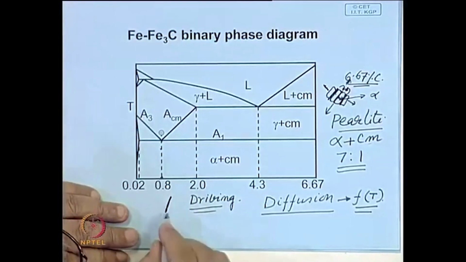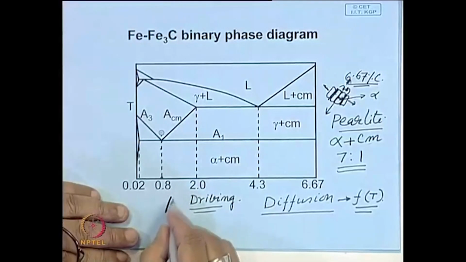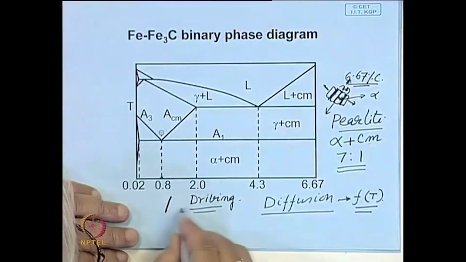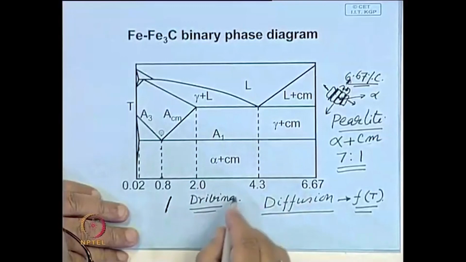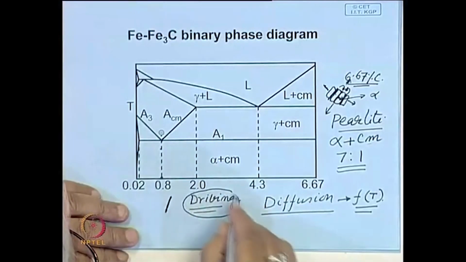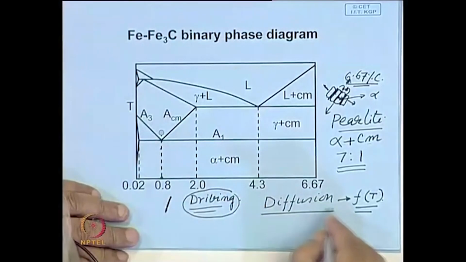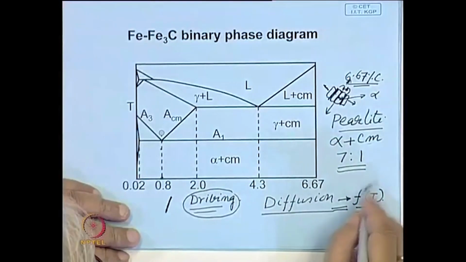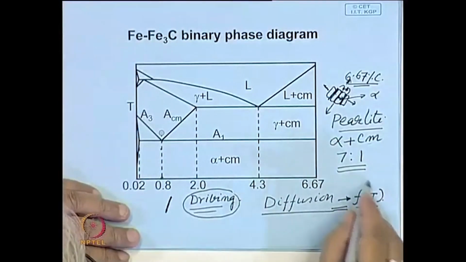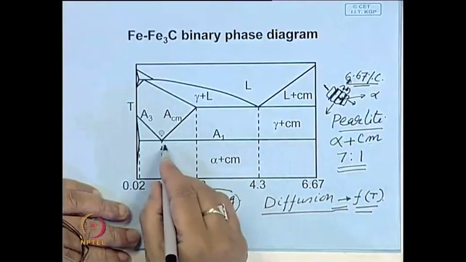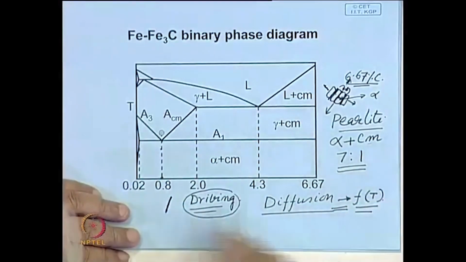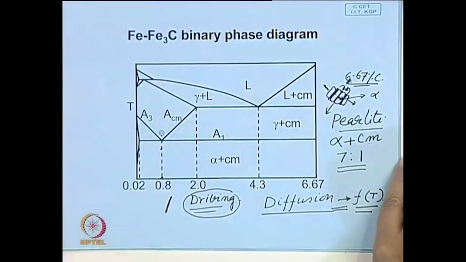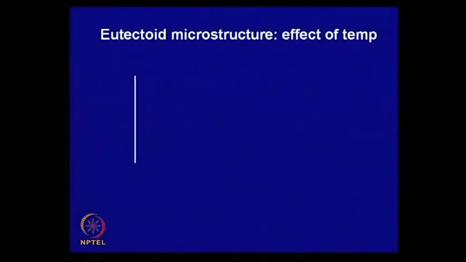Chance of nucleation of cementite particle will be higher. So, that means there are two competing factors. One, you need a driving force to drive the reaction. Second, you have to allow time, or you have to control the temperature, which will allow the carbon to diffuse to form cementite. And this is what we see in this.